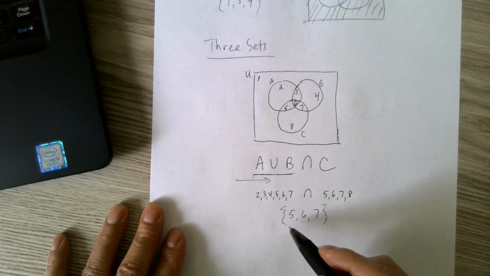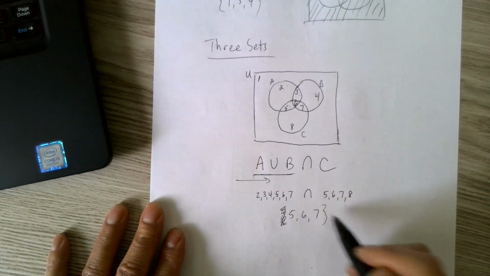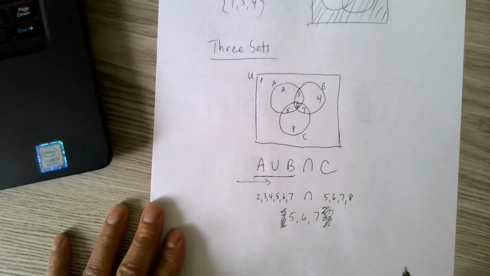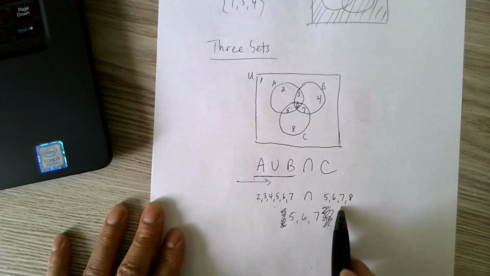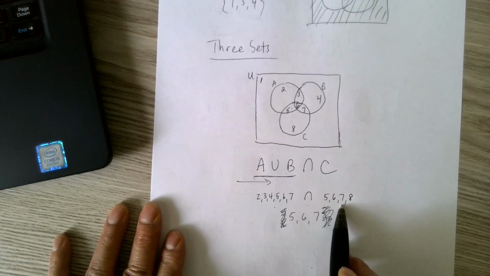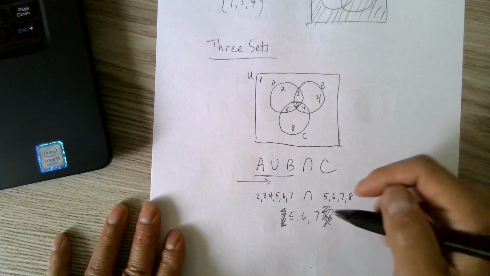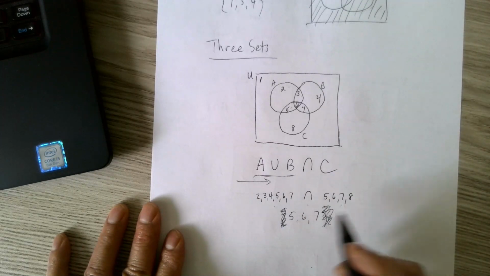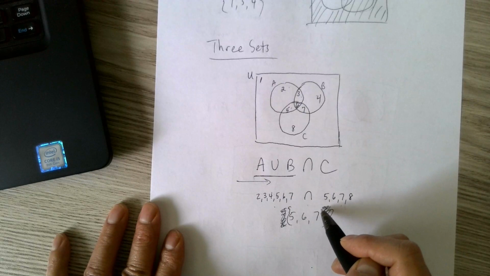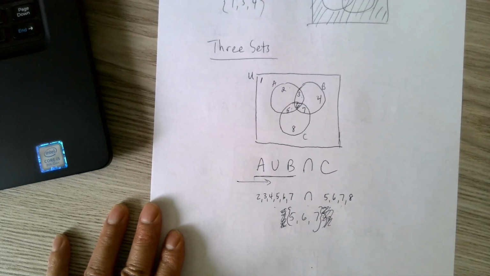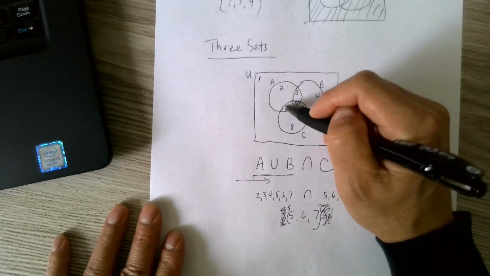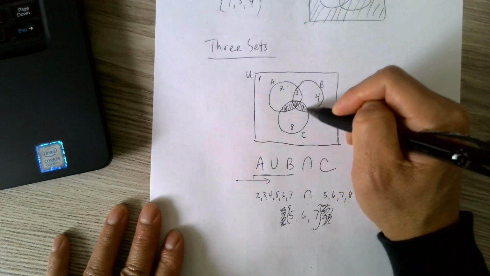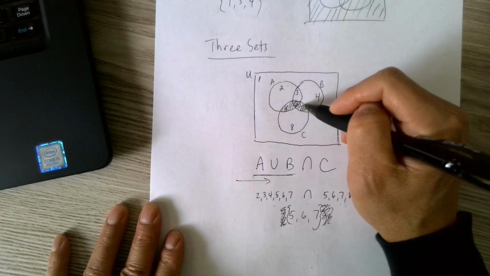Oh, but there's more to do, so I shouldn't put that yet. Hold on. Oh no, that is the whole thing. Sorry. I thought I had more to do, but that's it. So it is 5, 6, 7. And so I shade 5, 6, 7. So it's just this little area that ends up getting shaded.